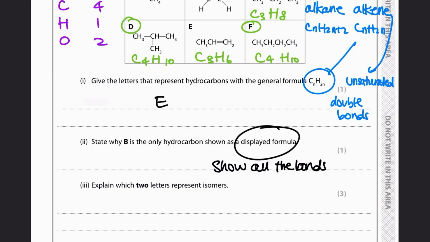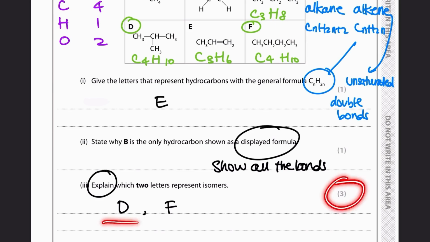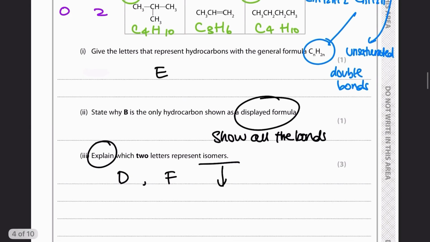Now, exam skill, when they say explain, especially if it's 3 marks, you're not just going to finish here, right? You're going to explain to me why. So what would you say? You would say exactly what we just revised. Isomers have the same what? Different what?